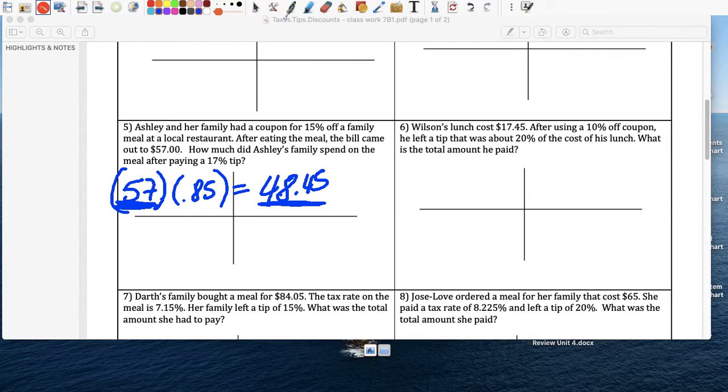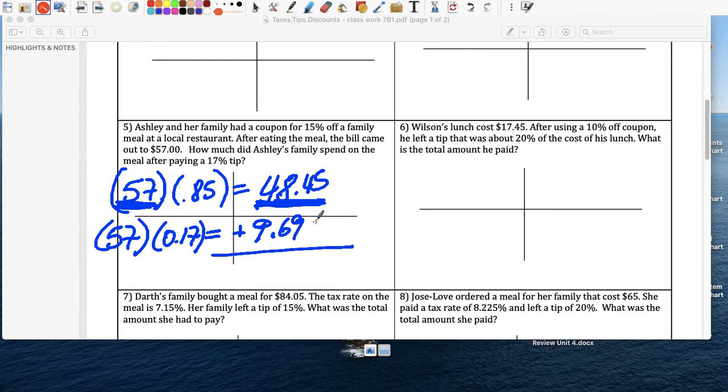So the tip is, so it's $57, and let's calculate the tip. The tip is 17%, so 0.17. So $57, which is the original price of the meal, times 0.17 equals $9.69. So the tip ends up being $9.69. So what's my total? My total ends up being, I have no idea, 48.45 plus 9.69.